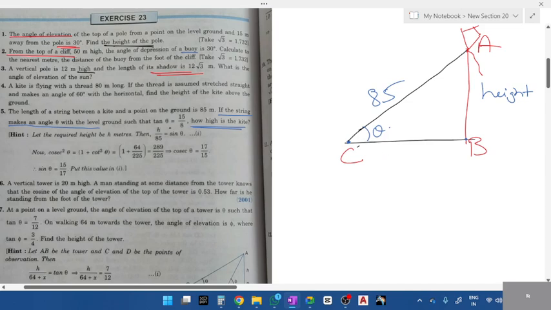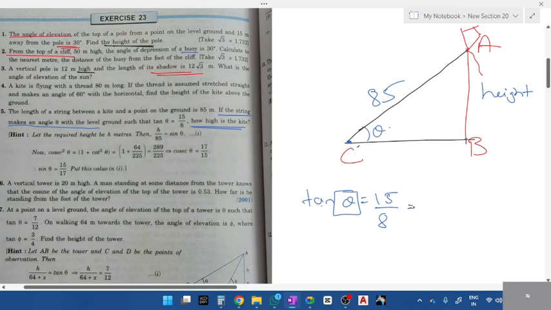Now they have given tan theta, students. They have not given this theta value. They have given tan theta is equal to 15 by 8. What do you mean by tan theta here? Look at where theta is. Is it at point A, B, or C? Where is theta? C. So from C, tan.